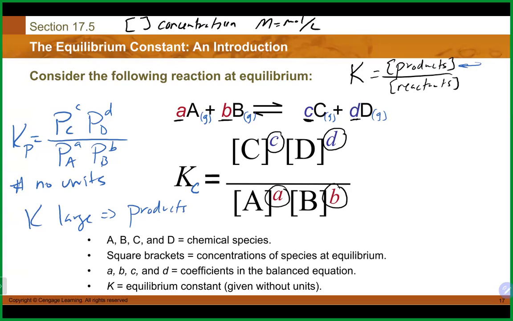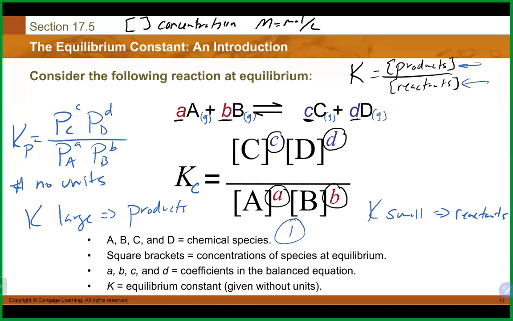And if you have a small value of K, that means when you reach equilibrium, you mainly have reactants. And again, math-wise, that would mean you have a bigger number on the bottom than the top. What is considered a large value versus a small value? Pretty much, 1 is the dividing line. Anything 1 and above is considered a large value of K. Anything less than 1 is considered a small value of K.